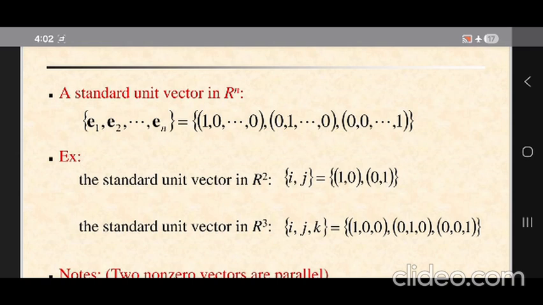The standard unit vectors in R^3: we take 3 elements i, j, k. The i element form is (1, 0, 0), the j element form is (0, 1, 0), and the k element form is (0, 0, 1).